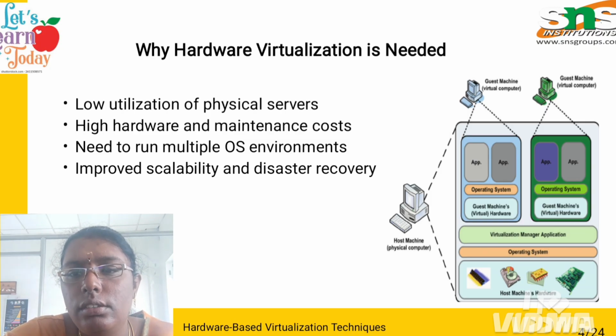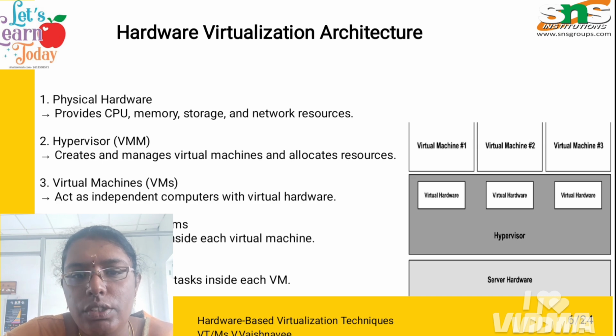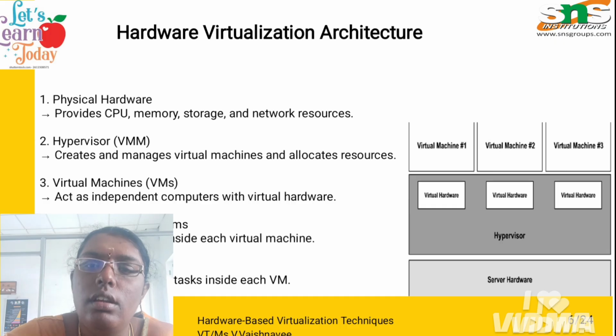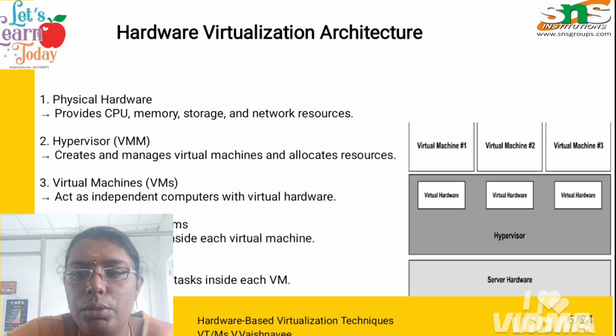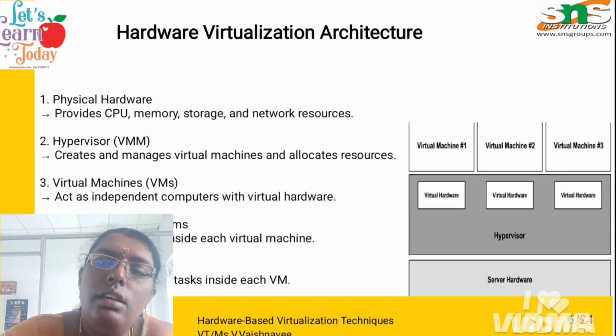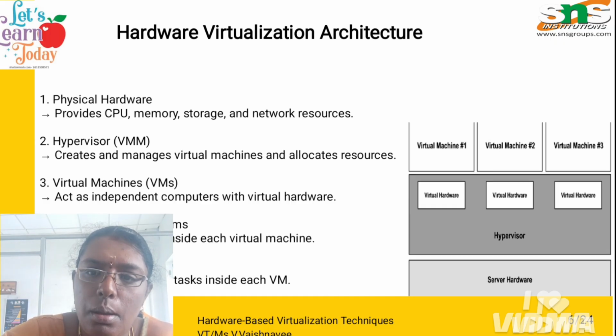Now the hardware virtualization architecture. At the bottom is the physical hardware, which provides actual resources like CPU, memory, storage and network. Above that is the hypervisor, which controls everything. On top of the hypervisor, we have virtual machines, and inside each virtual machine runs a guest operating system and applications. Each layer has a specific role, and all the layers together make virtualization possible.